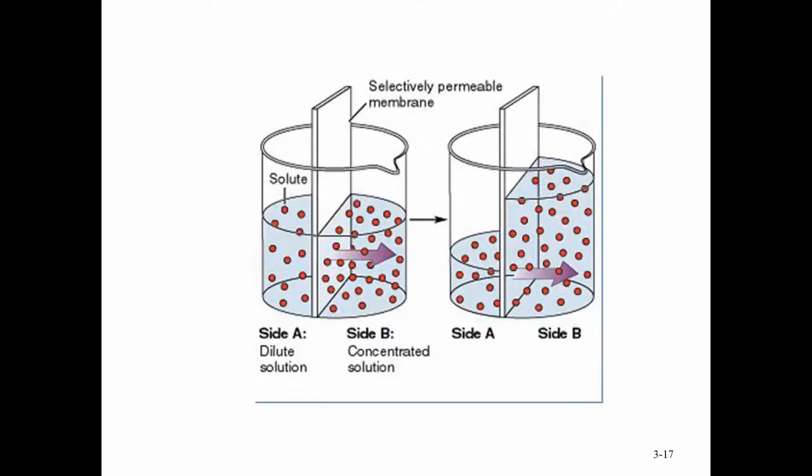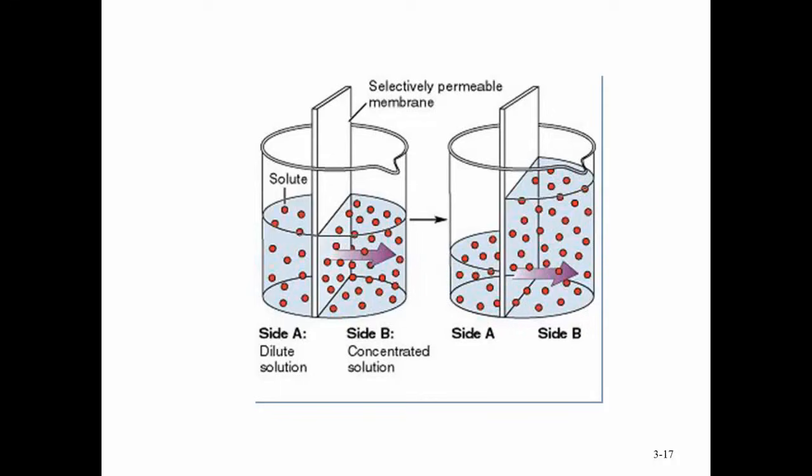And this just shows an example of side A here, on the beaker on the left, we have a certain amount of solutes. And if we look at side B, we have more solutes in that side of the beaker. So again, which way is water going to move? Well, there's more water magnets on the right, so the water is going to move from the left to the right.